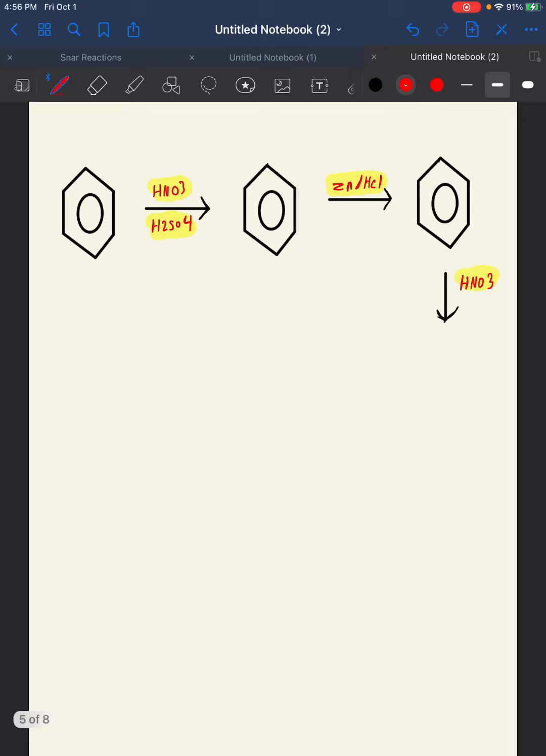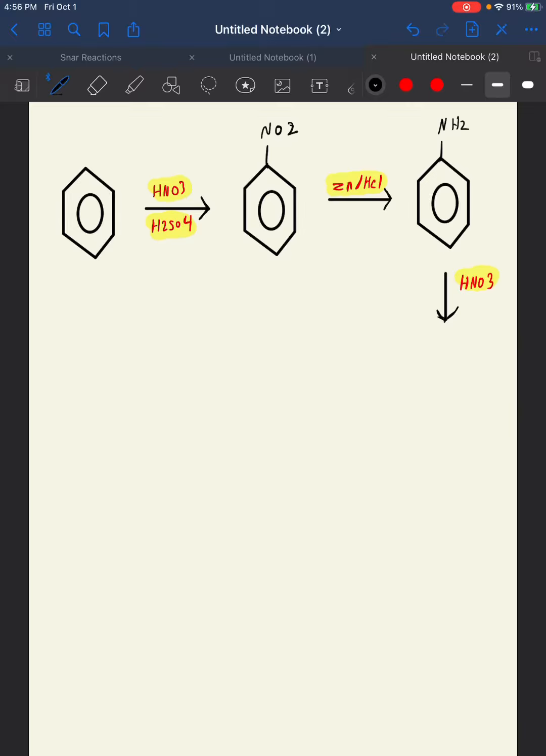This one's pretty fun actually. So we're going to start with just regular benzene. Once again, it's electronically equivalent at all points, so we'll add the NO2 on wherever we want. I like to add it on at the top because it gives me more room to work with the molecule. NO2. Zinc HCl turns this into, once again, NH2.